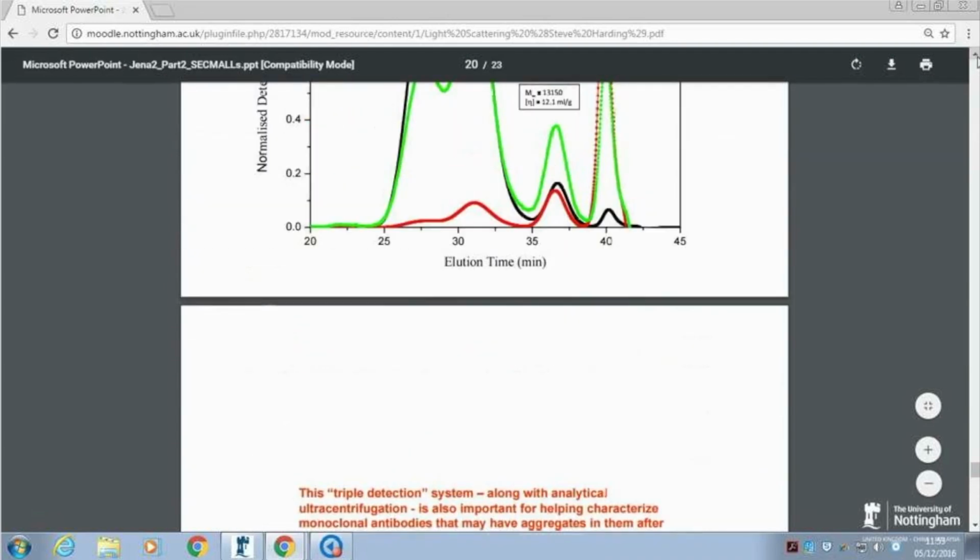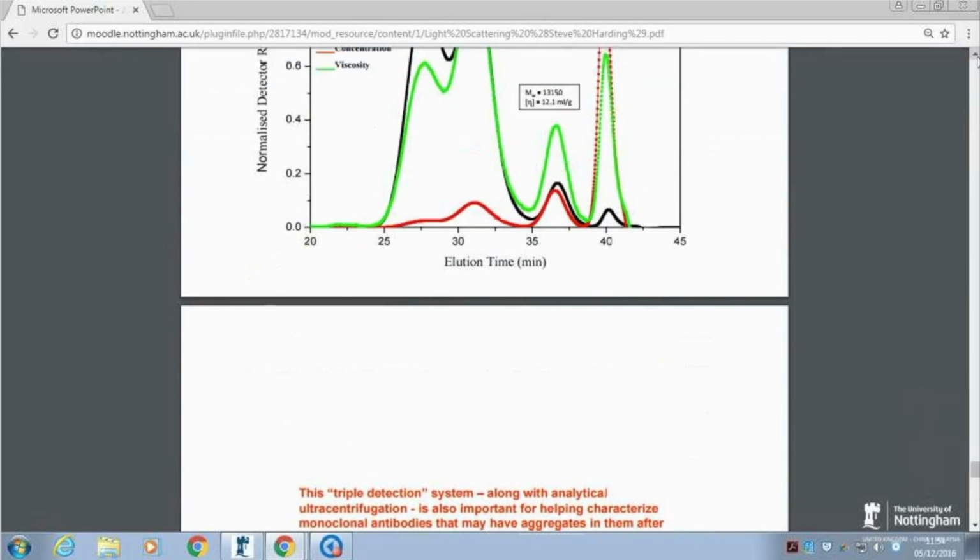So that's SEC-MALS. If you want to have a look at the gear, then just pop over to the Lines building and you can see it, but basically it's captured on the computer.